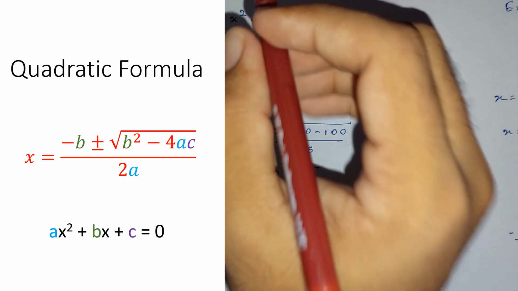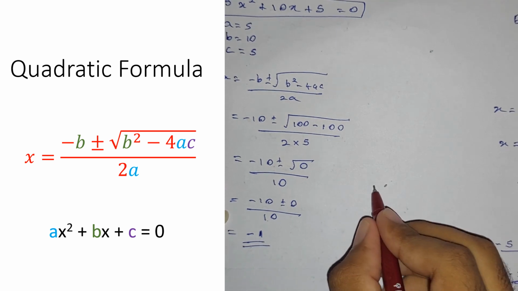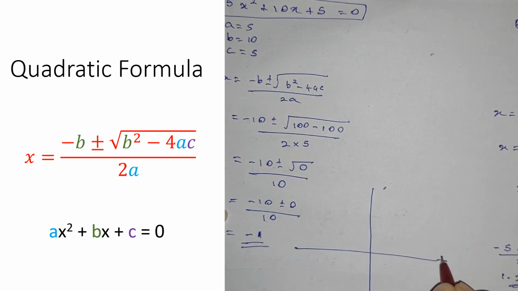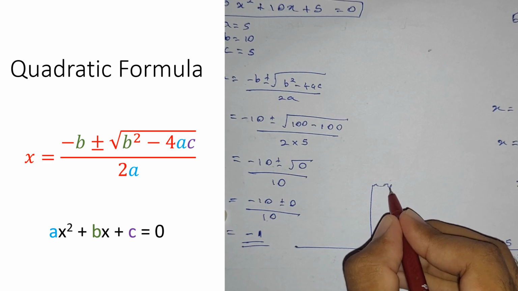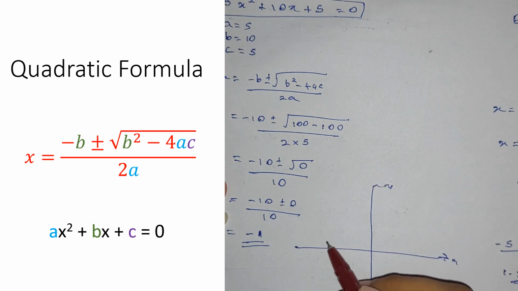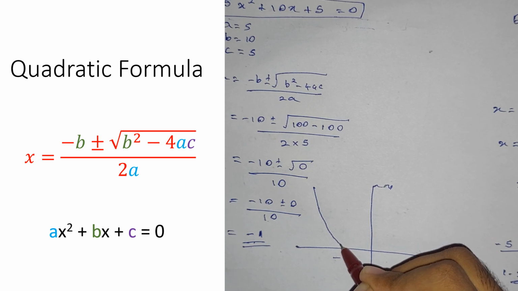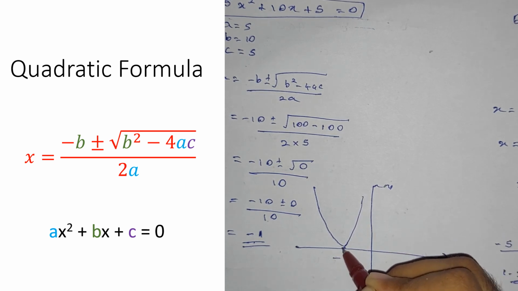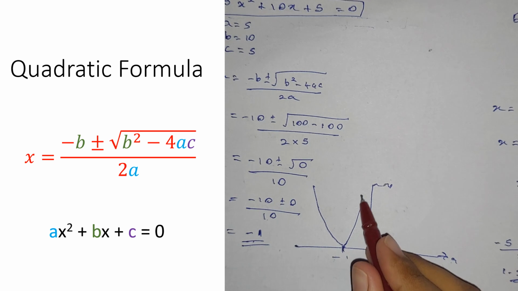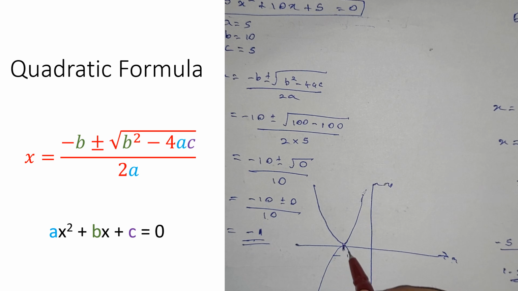So when you plot this, on the x-axis, this equation has only one root. That means it crosses the x-axis only at one point, and that is minus 1. So it should be a graph like this, where it intersects at this point. The graph can go like this or like that.